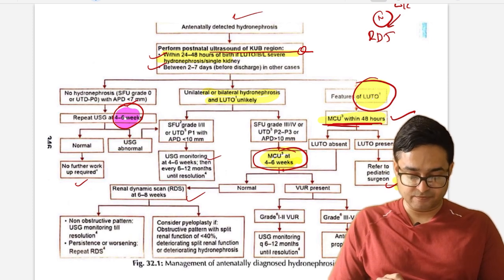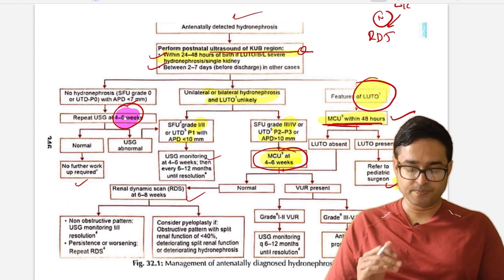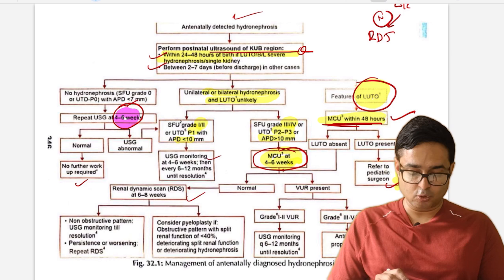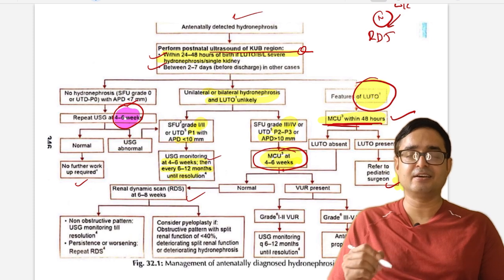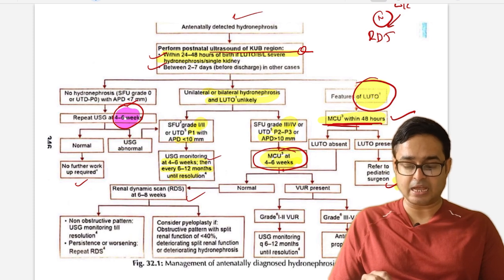See SFU grade: if it is grade 1 or 2, UTD P1, APD less than 10, or grade 2 or 3, UTD P2 or P3, APD more than 10. You have to divide into 2. In first case scenario, you have to do USG monitoring at 4 to 6 weeks, then every 6 to 12 months until resolution.